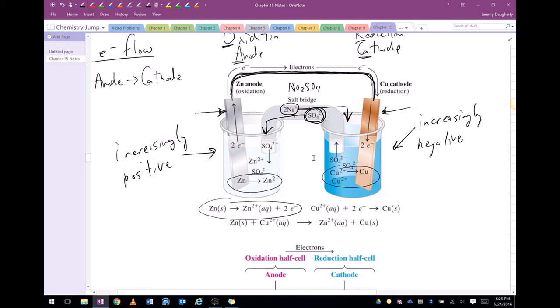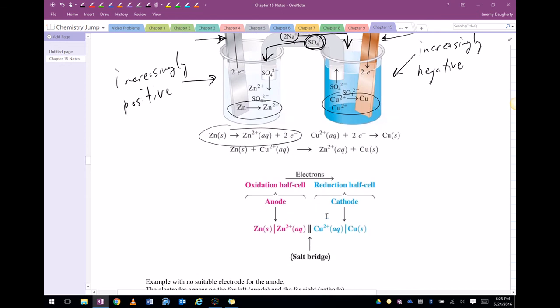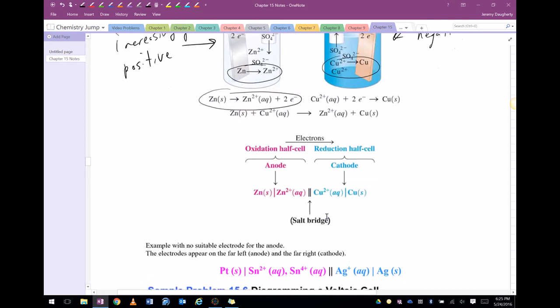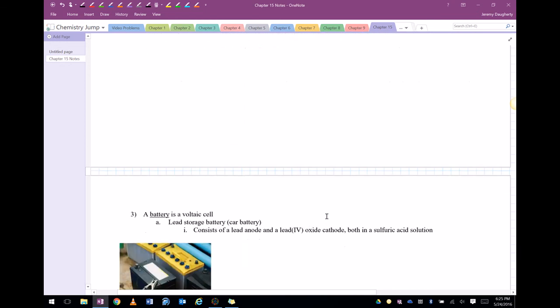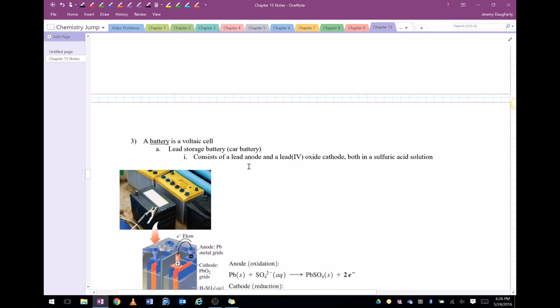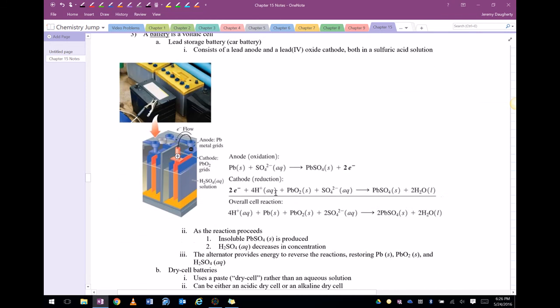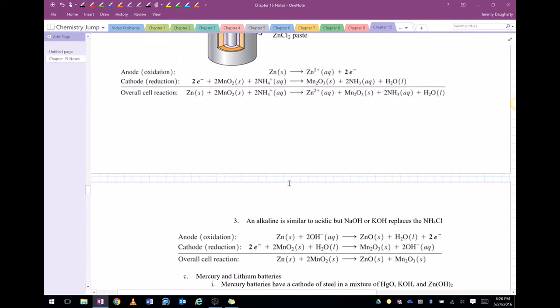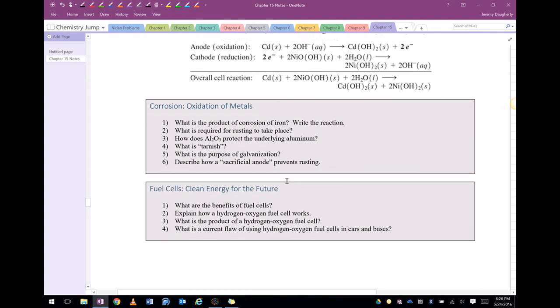I draw one of these in the sample problems, and then I also go over line notation. All right. Don't worry about all this battery stuff. Look over it; it's pretty interesting, but it's not anything that you need to memorize or anything like that. All right.